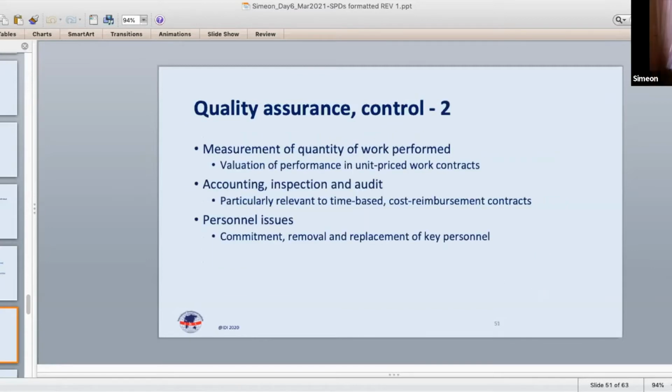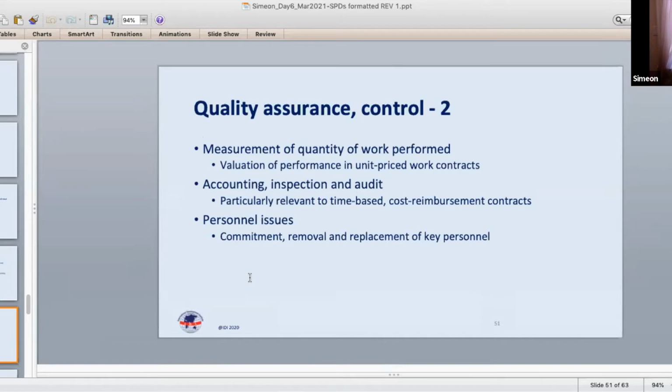Quality assurance, sorry. Okay, warranty, quality assurance. This slide highlights the issue of measurement of quantity. And this would be relevant in the unit price contract.